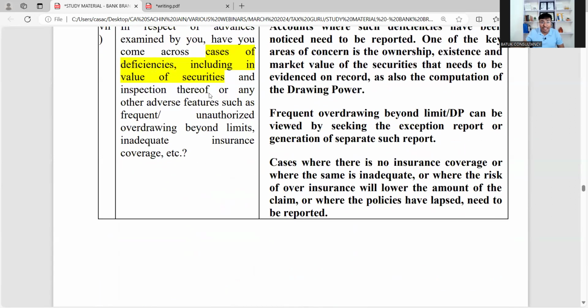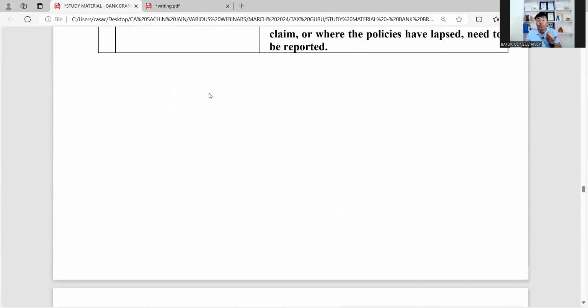If there is any deficiency in the value of securities, in that case we just need to check whether the drawing power has reduced or not. That is the thing we need to confirm.